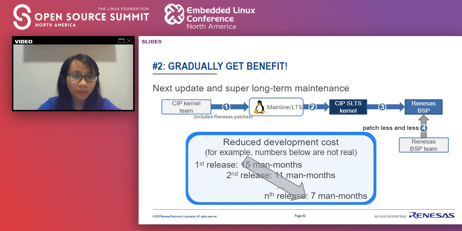The ideal development flow starts with the CIP kernel team upstreaming to the mainline and LTS. The CIP kernel team here, I mentioned, is just the representative, because it's not just the kernel team who upstream the code. CIP members and non-CIP members also upstream. And this upstreaming includes Renesas patches. Then the LTS will be used in CIP's LTS kernel, and CIP's LTS kernel will be integrated into our Renesas BSP.